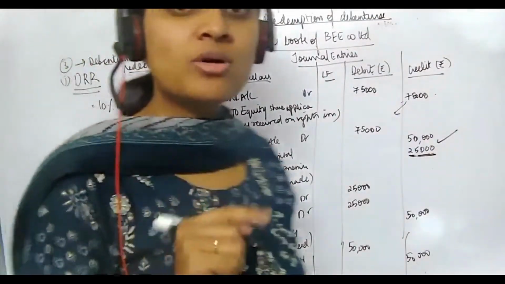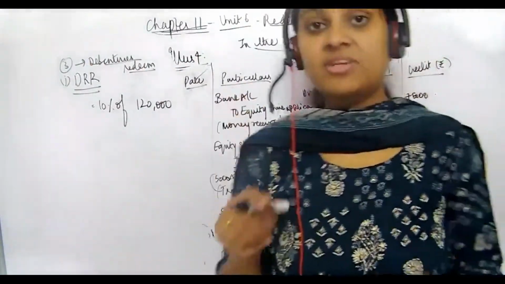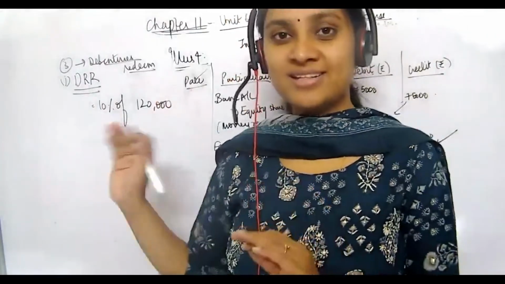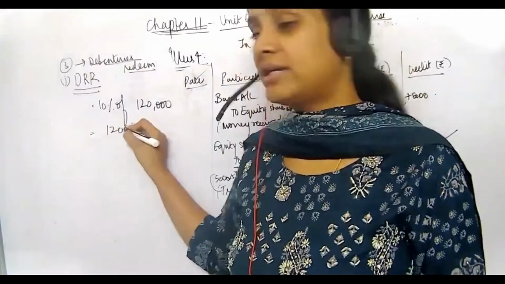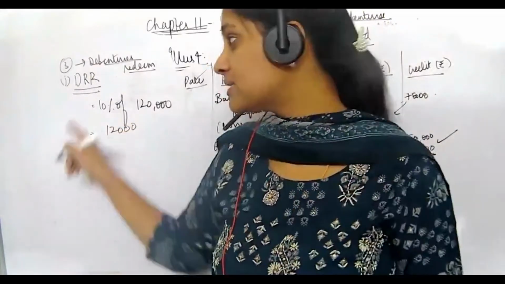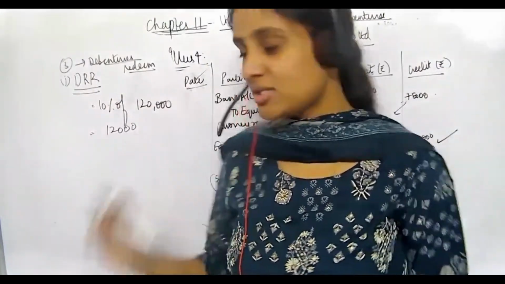So here, how much is the value to be redeemed? 1,20,000. You only told me there is premium on redemption also, which is 3%, right? But we are only supposed to consider 3% later in the entries. Only the face value will be considered here. So 10% of 1,20,000 will be 12,000 rupees, for which you are supposed to create the DRR, debenture redemption reserve.